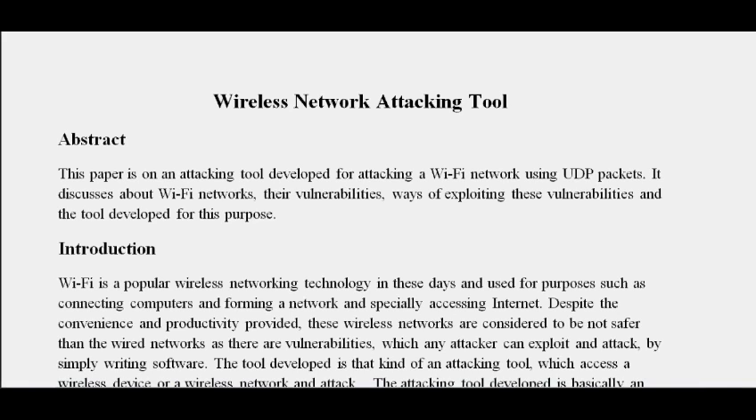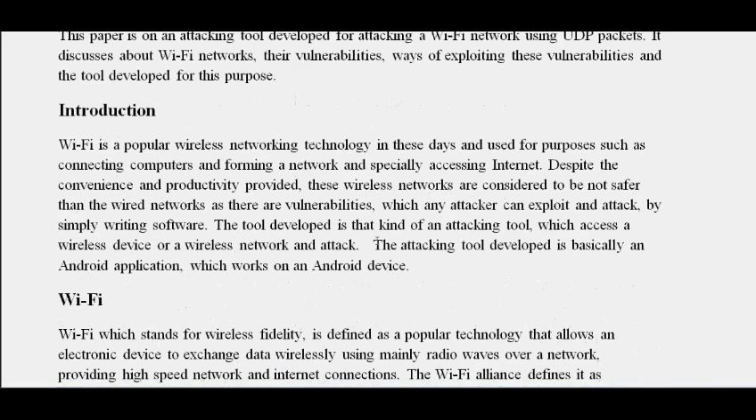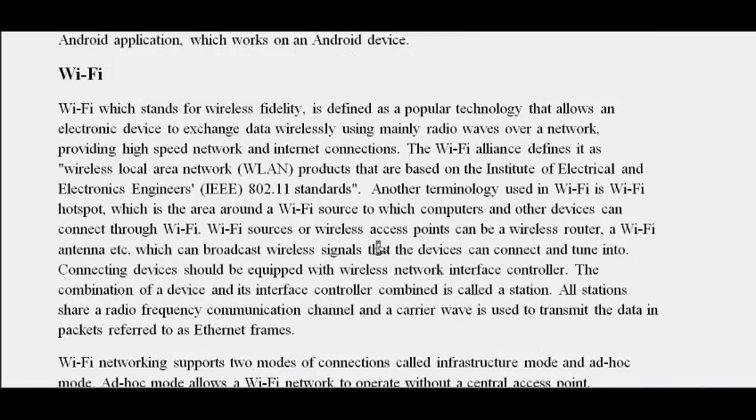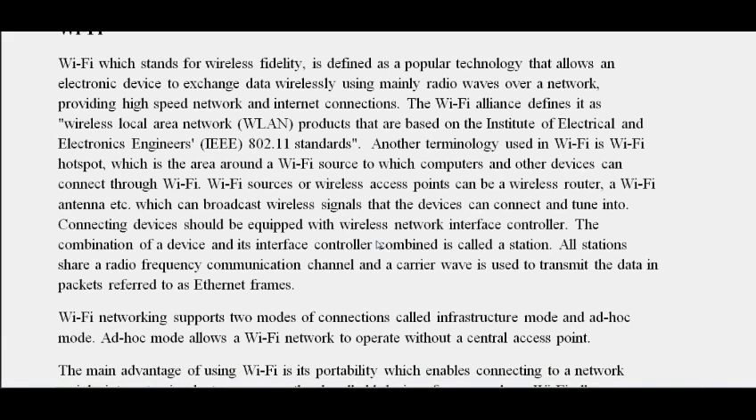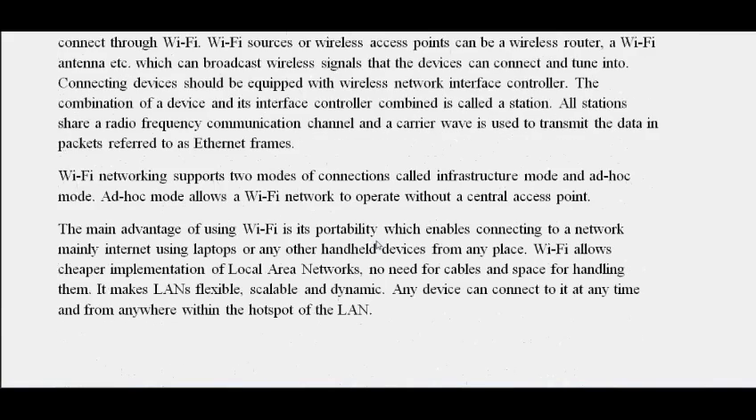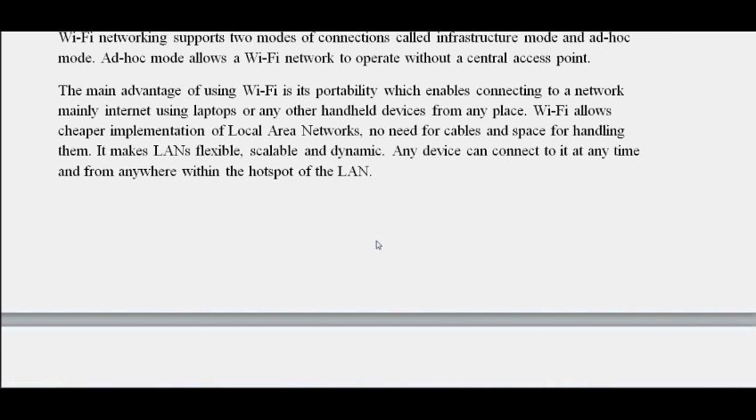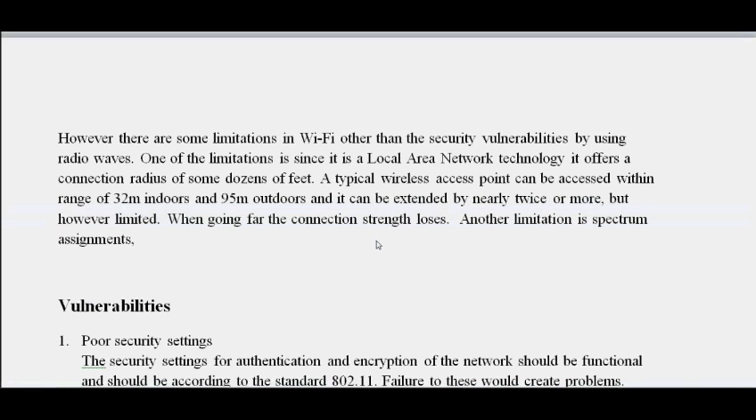Under the introduction section, we are giving a brief introduction to our tool. Under the Wi-Fi section, we are discussing what a Wi-Fi network is, the IEEE standards, and some terminology related to Wi-Fi networks, for example, Wi-Fi hotspot, the main advantages of using Wi-Fi compared to some other networks, and some main drawbacks or limitations of Wi-Fi networks.